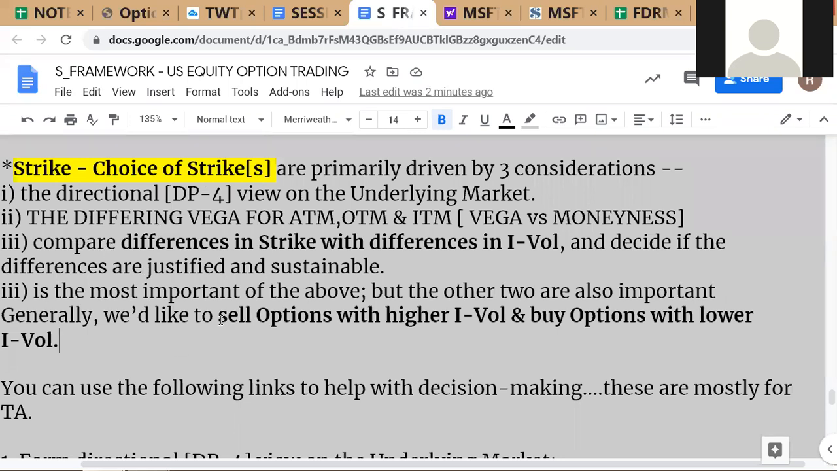There's nothing complicated here. If you're buying anything, you want to buy it cheap. If you're selling anything, you want to sell it when it's expensive. So higher eyeball means more expensive options. Lower eyeball means cheaper options. So when you're buying, you buy cheaper. When you're selling, you sell higher, more expensive, dear. And also remember that cheap or expensive is determined by the eyeball level.